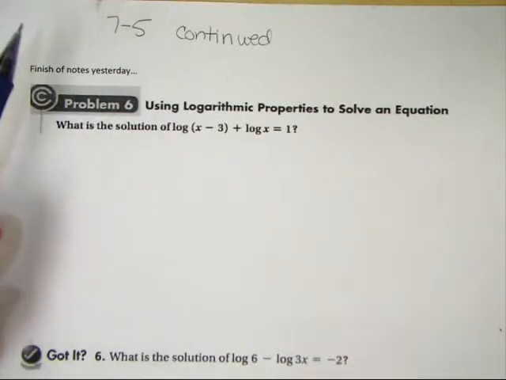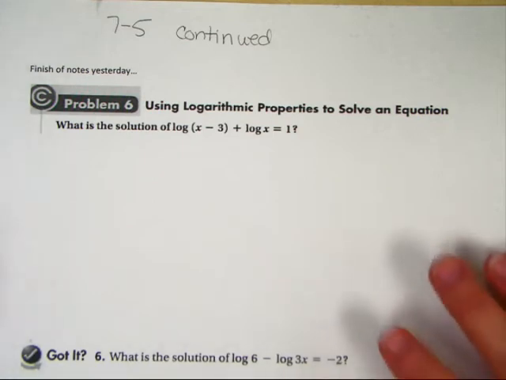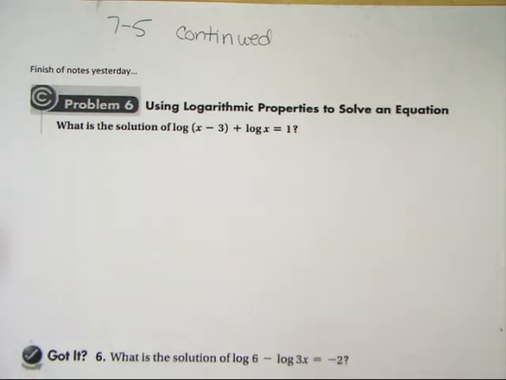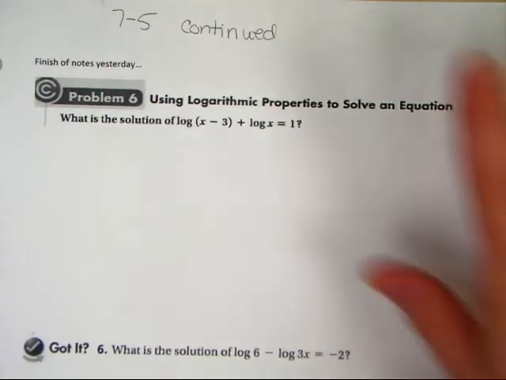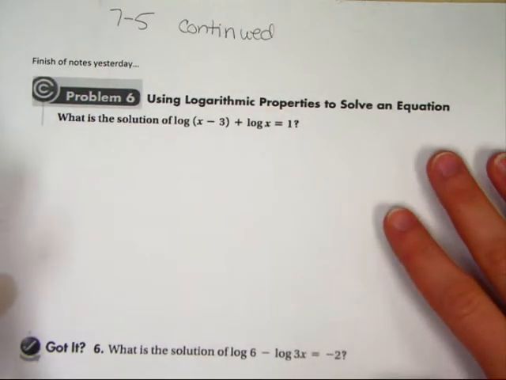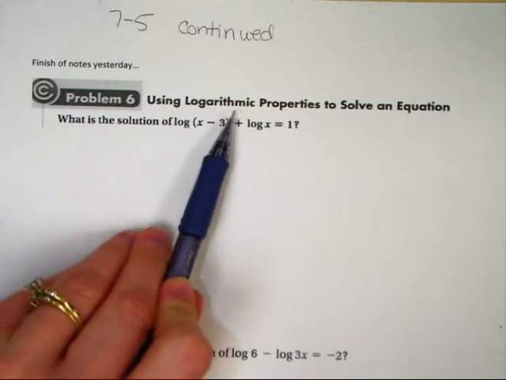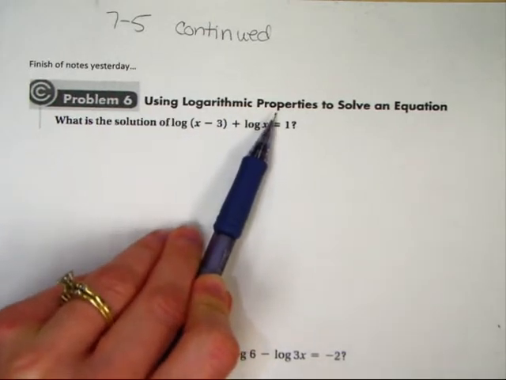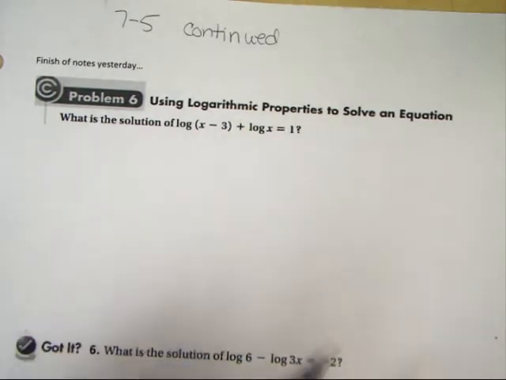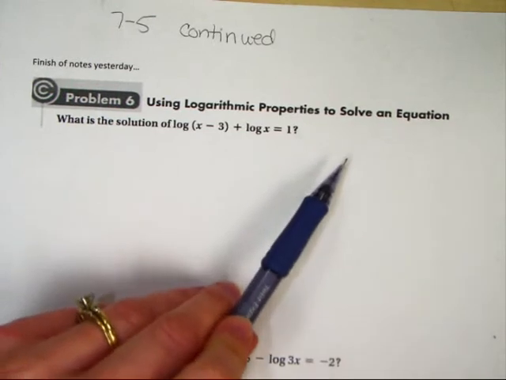The last problem on 7-5 is problem 6. It was not included in the note packet from last night, so we're going to do a separate video for it. We're going to take all the concepts we've learned and combine them together. Problem 6 is using logarithmic properties, like adding, subtracting, multiplying, dividing, to solve an equation.